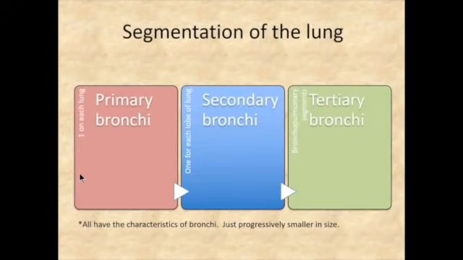So don't forget the lung is segmented into primary, secondary, and tertiary, and this is just degrees of branching. So you have one primary bronchus on each lung, and then they're going to branch, and when they're secondary bronchi, they're going to serve one to each lobe, and then when they branch another time, they are going to serve all individual bronchopulmonary segments, and those are the tertiary bronchi. So they all have the same characteristics that we just discussed. It's just that they're going to be progressively smaller.